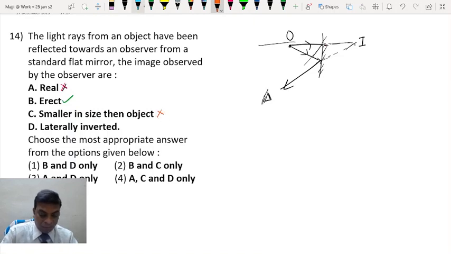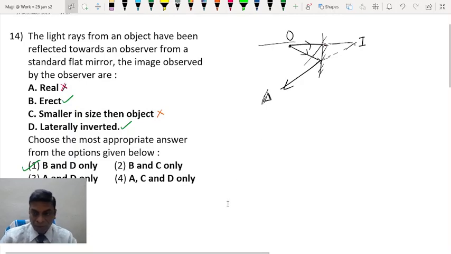And plane mirror forms an image which is laterally inverted. Laterally inverted means what? The left of the object is the right of the image and vice versa. For example, when you wave your right hand, in the image you can observe your left hand being waved. So that's lateral inversion. This is also correct. So B and D are correct. So correct option is the first option, B and D only. Is it okay?